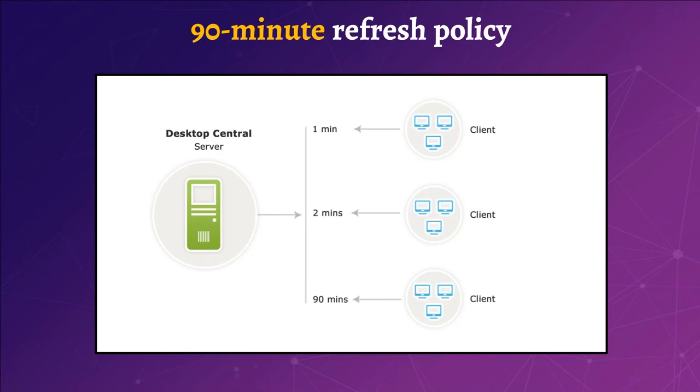So Desktop Central has an intelligence to slice down the number of client machines that should communicate to the server per minute. For example, in a network of 90 computers, only one computer will reach out to the server every minute. And in case you're managing 900 computers in your network, 10 computers will reach out to the server per minute. Likewise, if it is for 9,000 machines, 100 computers will reach out to the server per minute. So using this feature, the communication between the server and the agent will be regularized.